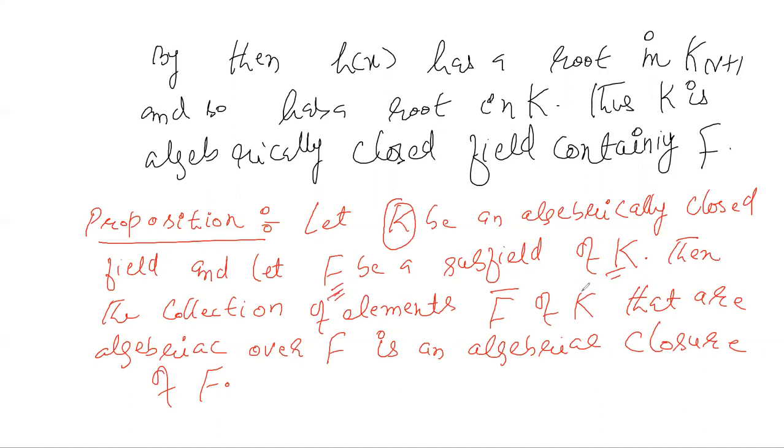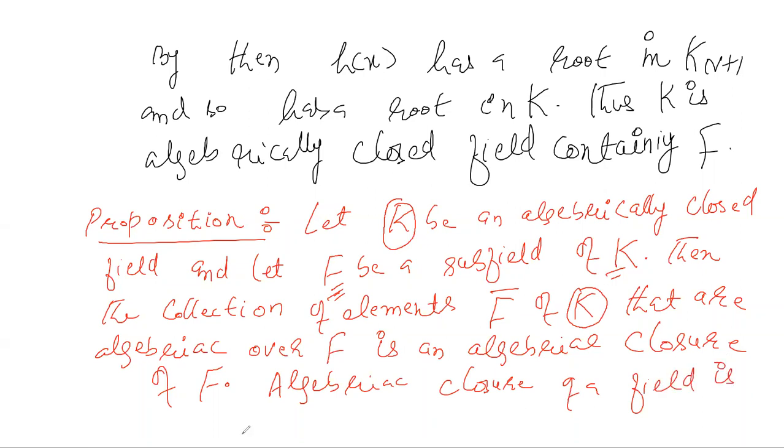Simply you take the set of algebraic elements of K, the collection of elements of K which are algebraic over F. Okay, and of course, the algebraic closure of a field is unique up to isomorphism. We will prove later on that the algebraic closure of a field is unique up to isomorphism.